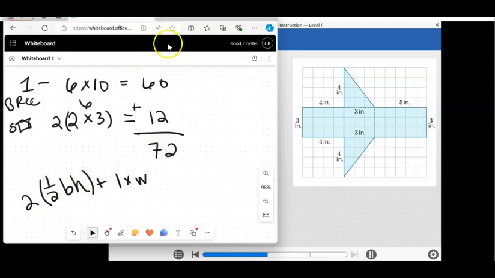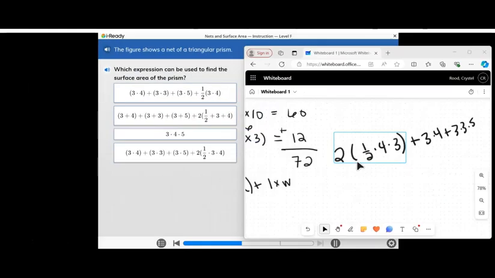So I'm going to look for an expression that looks similar to this. I have base times height right here. So if I substitute, I have 2 times 1/2 times 4 times 3, plus my length times width. So I have 3 times 4, plus 3 times 3, and 5 times 3. So I'm going to bring that on over. This should be on your paper. I went ahead and wrote out what it looks like with the measurements, and then I'm going to go over here and see which one makes sense.